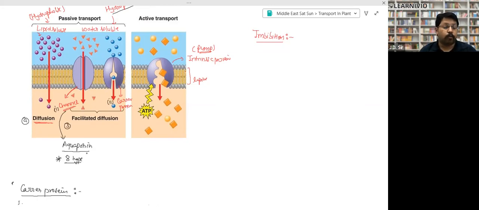These are called aquapores, right? So note it down. The water soluble substances can diffuse through the membrane with the help of protein gateway. These are the gates which are made up of protein. Protein gateway.